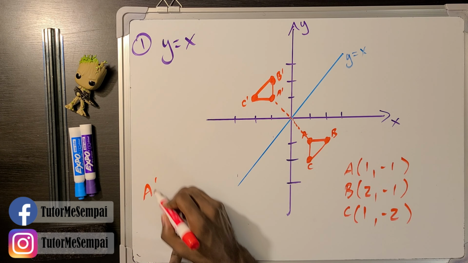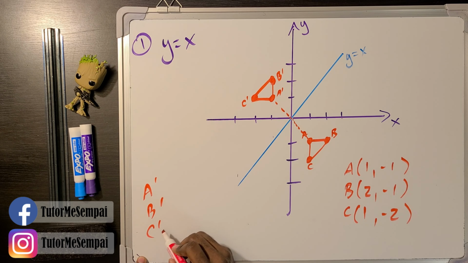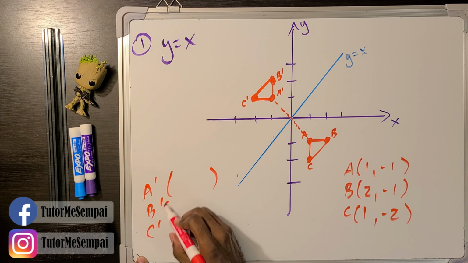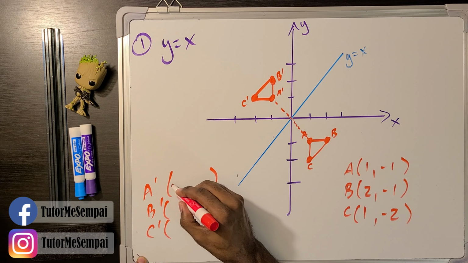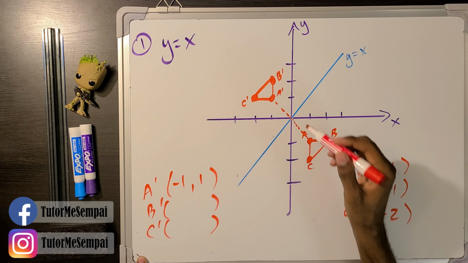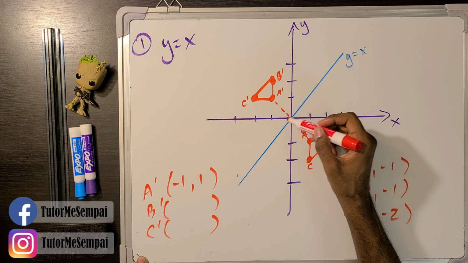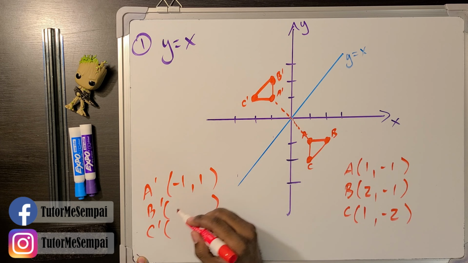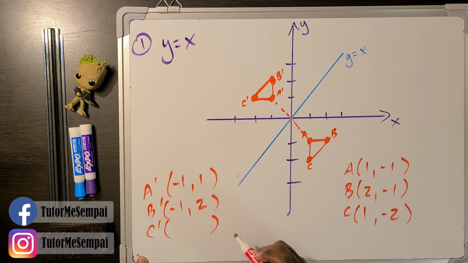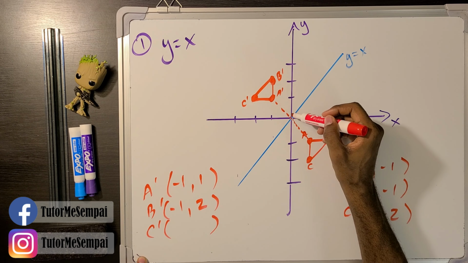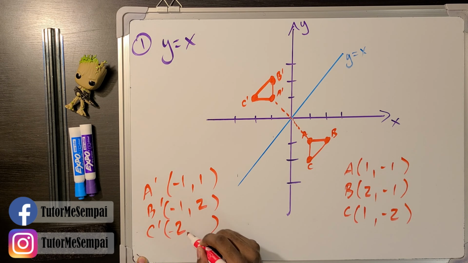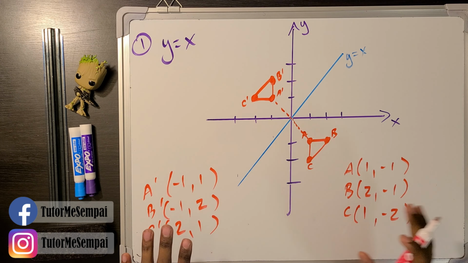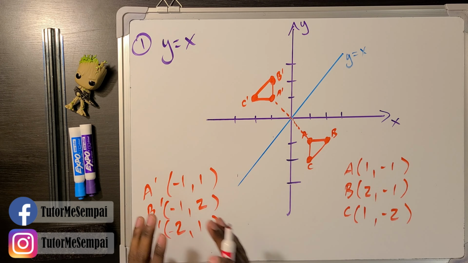Let's look at A prime, B prime, and C prime. A prime is going to be what? -1, 1. B prime was -1, 2. And C prime was -2, 1. Do you see anything funky happening with our A, B, and C and our A prime, B prime, and C prime?